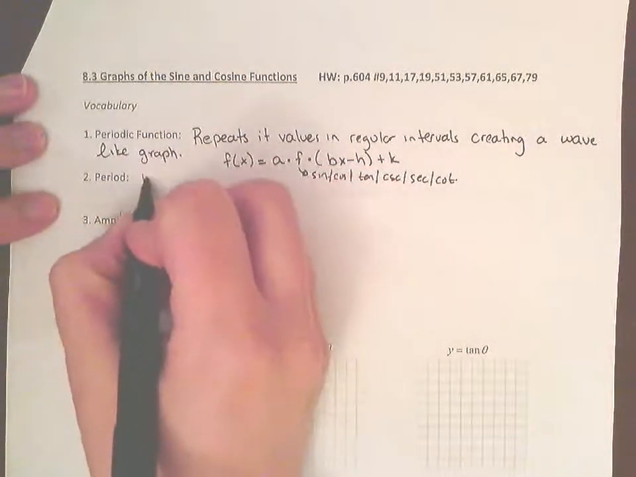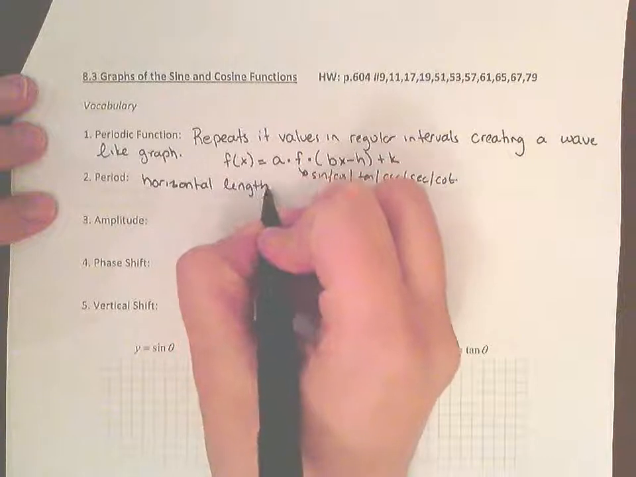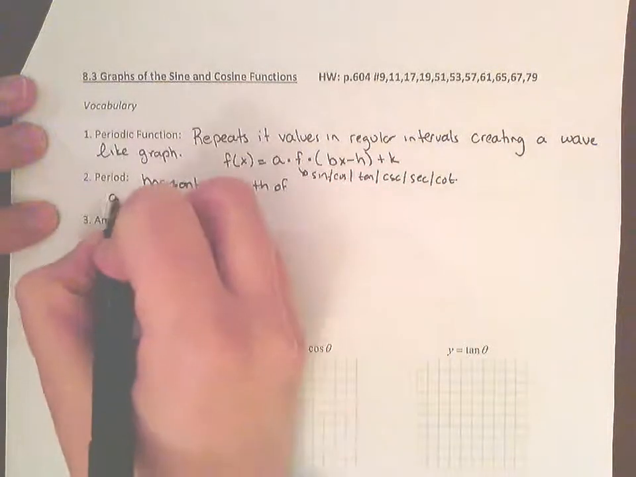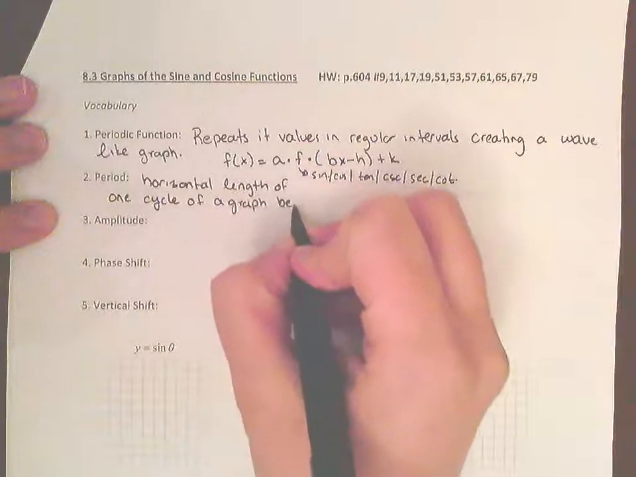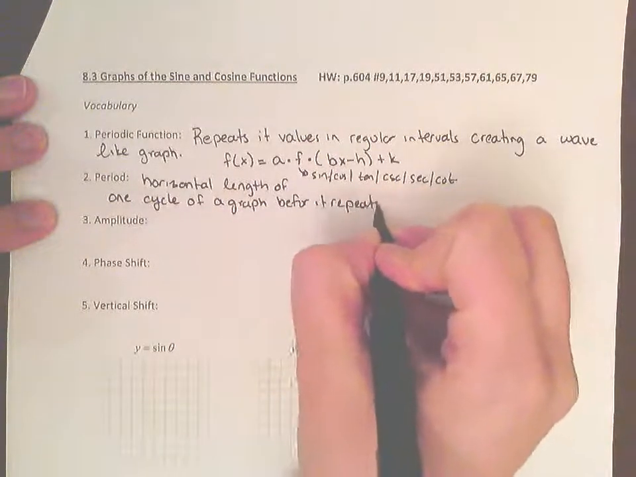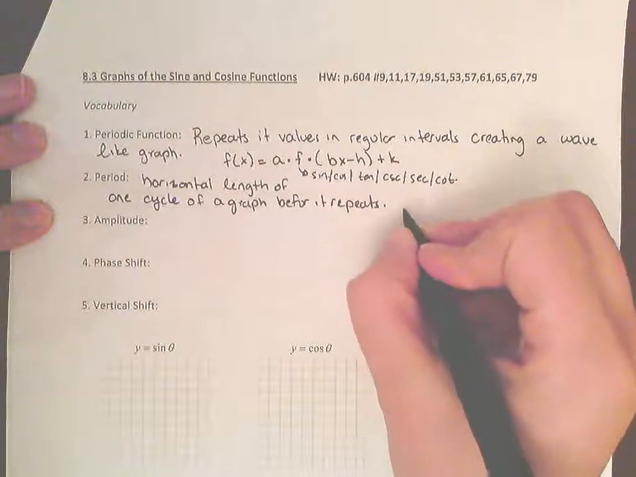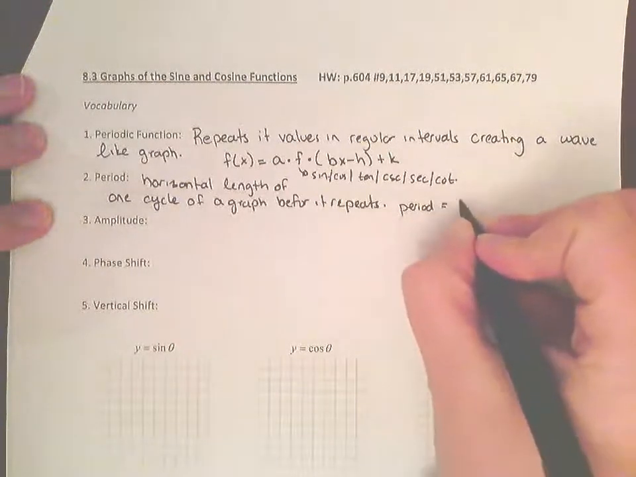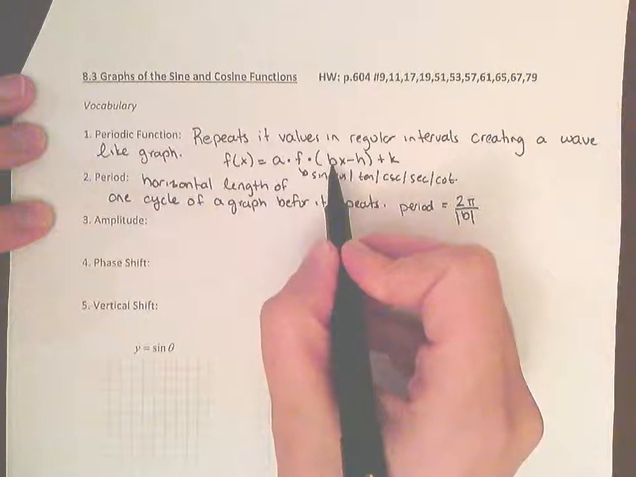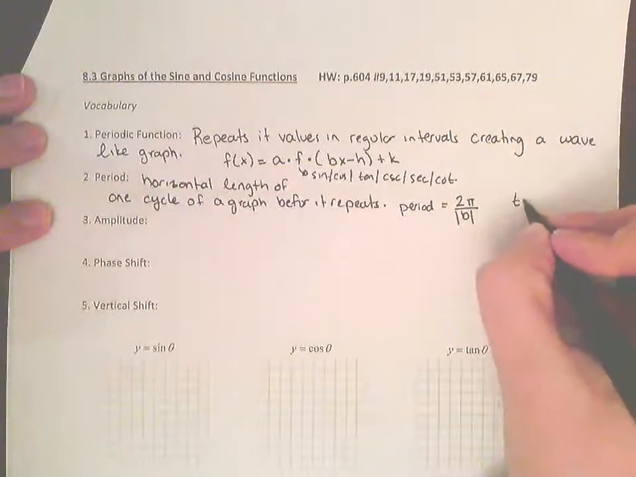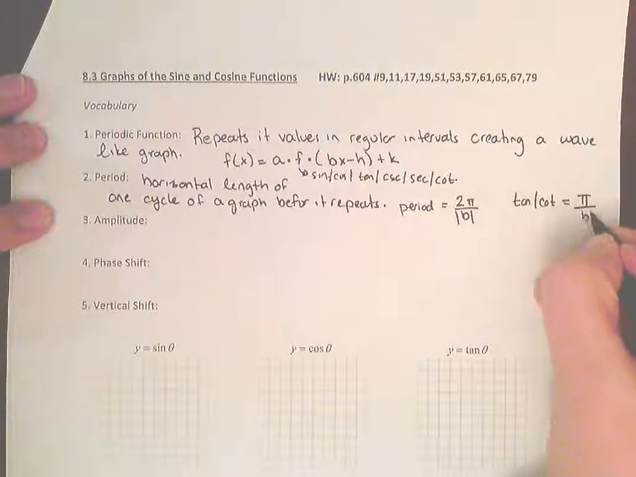All right, which brings us to the next, which is period. Period, the period is the horizontal length of one cycle of a graph before it repeats. So the period in the majority of our functions will be given in this formula, 2 pi over the absolute value of that b value that we talked about here. Okay? Now, in tangent and cotangent, though, it's a little different. It will just be whatever your pi is over the absolute value of your b.